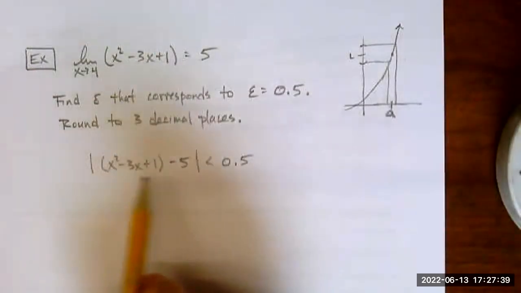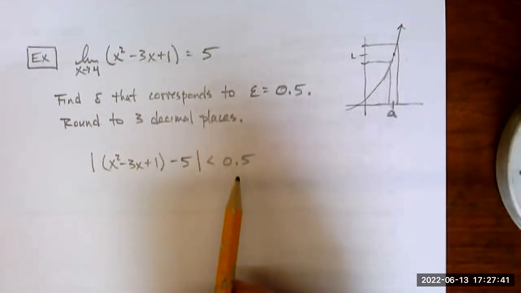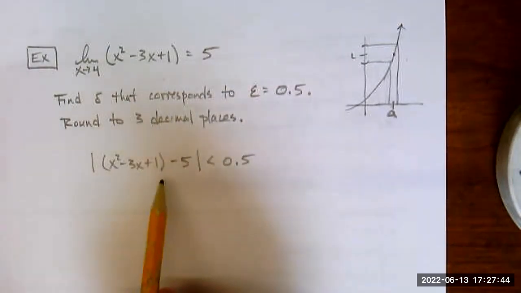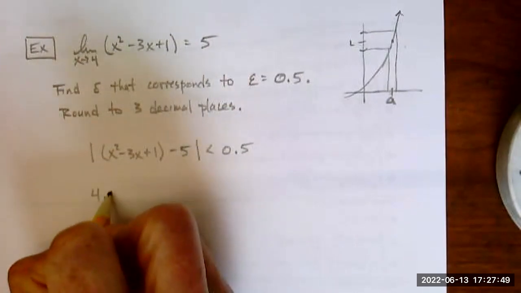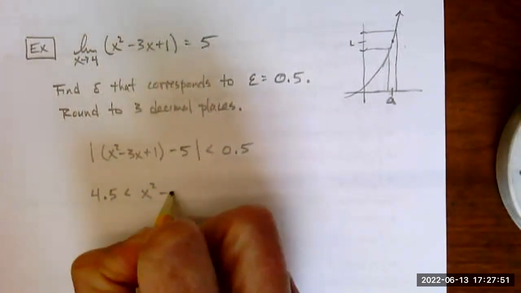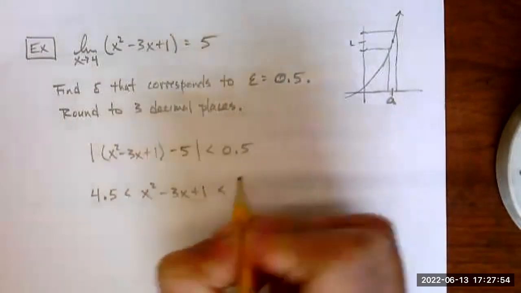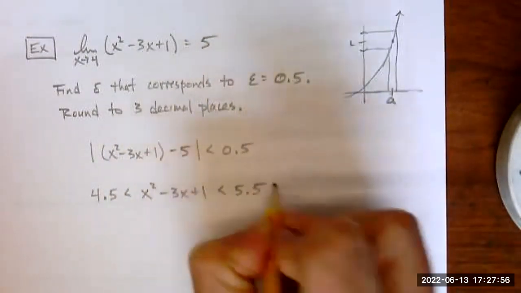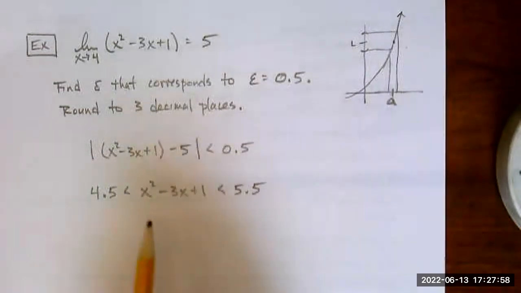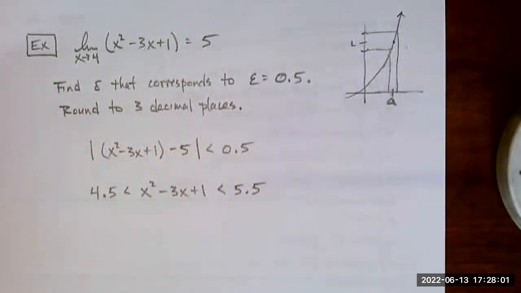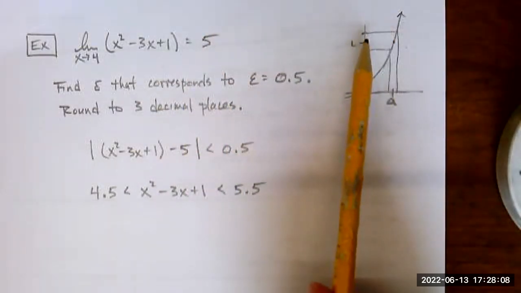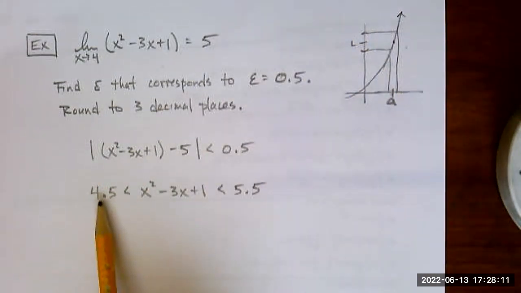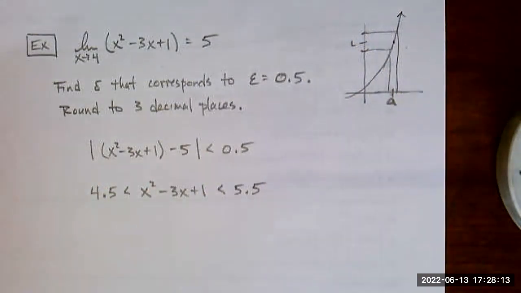What we're going to do immediately is say, okay, what does this really mean? It means our function is somewhere between 4.5 and 5.5. So we're going back to that original method, that first way we did at the beginning of this section. Hey, I'm coming in towards 5. I know it could be 0.5 either way. So that means my function is somewhere between 4.5 and 5.5.